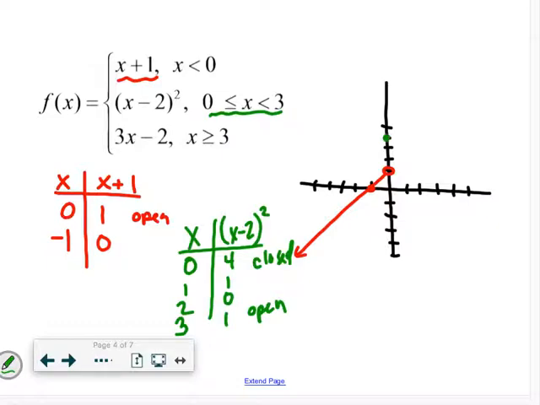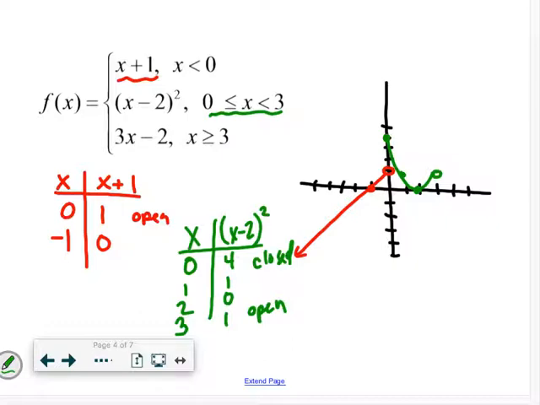0, 4 is closed. 3, 1 is open. The only point that's open on a graph is that point that's not included in the interval. Okay, so everything else should be a closed point or a solid curve or a solid line.